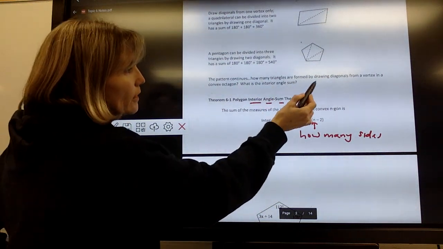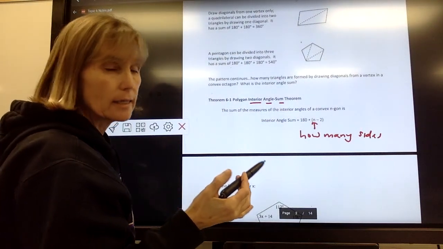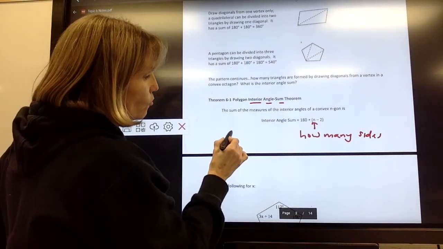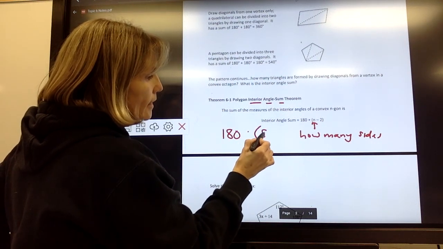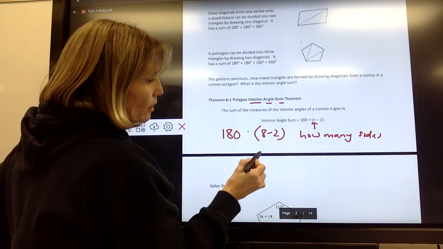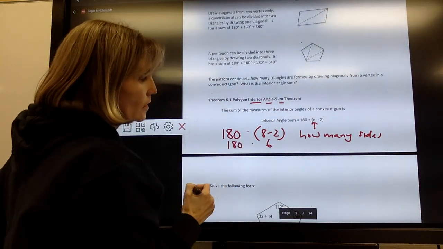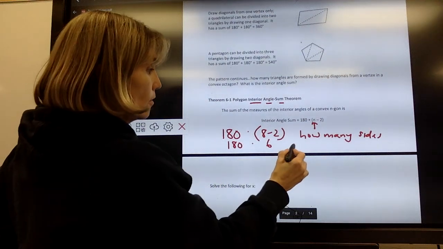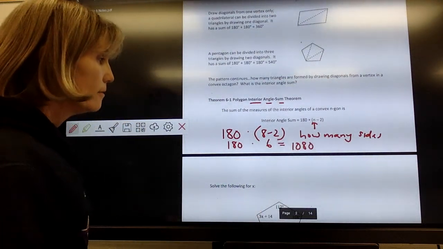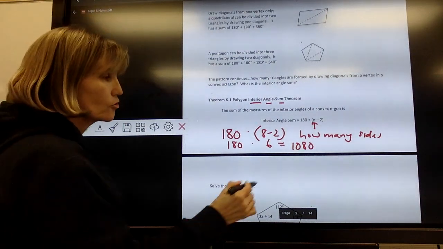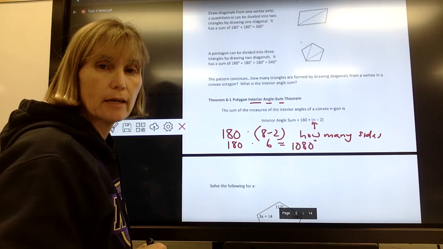So if I were calculating the octagon, oct means 8, so if I were going to plug it into this formula, I'd take 180 degrees times 8 sides minus 2. 8 sides minus 2 is 6. If I took 180 degrees times 6, that is equal to, I believe, 1,080. So if I added up the 8 angles inside the octagon, I get 1,080 degrees.